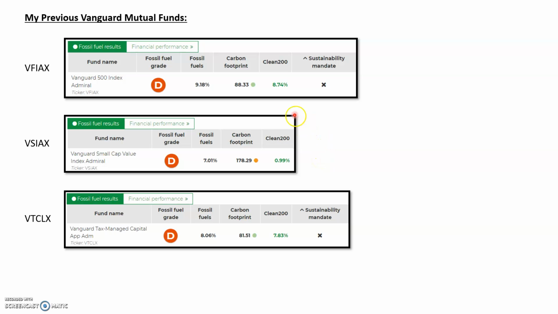There's a lot of companies that are 0%. Carbon footprint's very low, so although it shows a green dot here, that's actually a pretty high number. The Clean 200, that's not too bad. Almost 9% of the investments are in Clean 200 companies, and then obviously we don't have a sustainability mandate there.